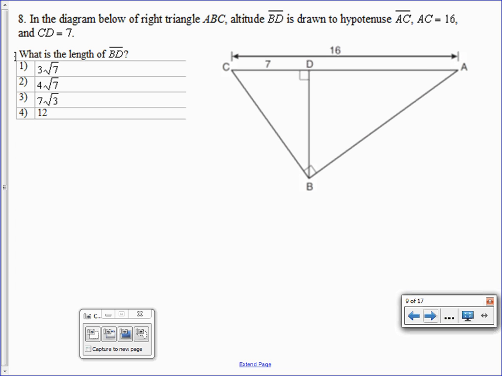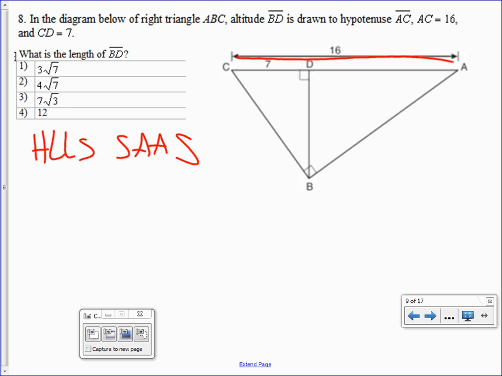Number 8, you should tell by this picture that this is a hill-SAS problem. It's upside down, but it's a hill. Let's fill in some missing information here. If this whole thing is 16, and this piece is 7, then this missing piece must be 16 minus 7, which is 9. It's asking for BD.